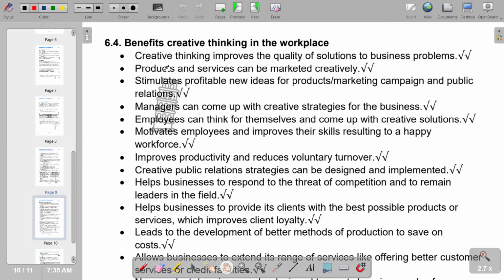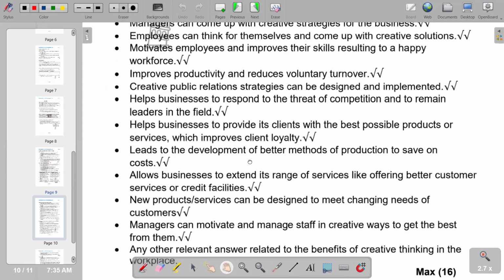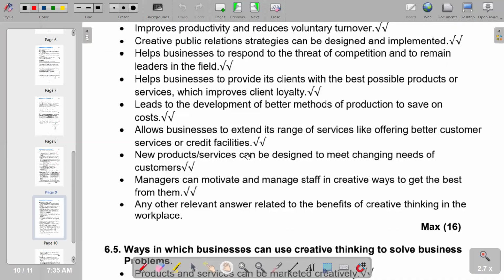Then we go to the second point: products and services can be marketed creatively. And on the third point, it stimulates profitable new ideas for products or a marketing campaign and public relations. Further benefits that are also correct can also be included. So this is a rundown of the benefits that we can include as correct.